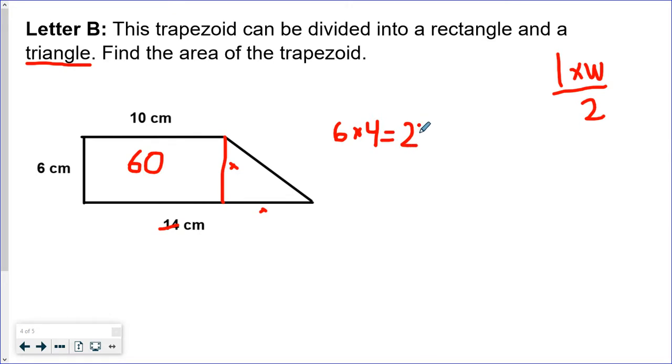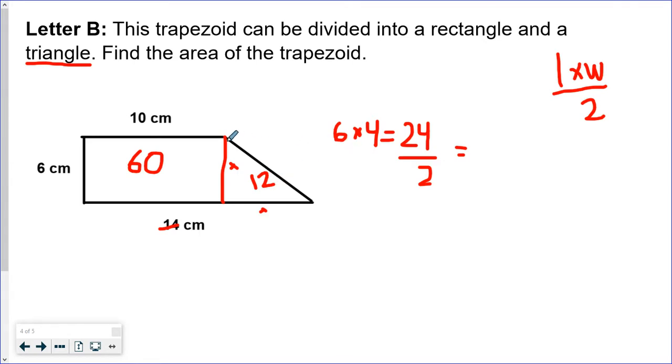But a mistake that a lot of people make is they forget that with triangles, we still have to divide this by 2 because I only want half of it. So I'm going to take 24 divided by 2. So that's going to tell me that this little area right here is 12 centimeters.